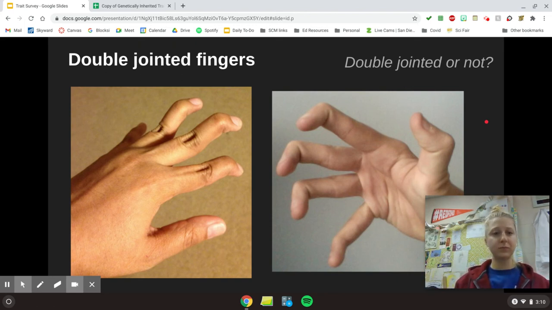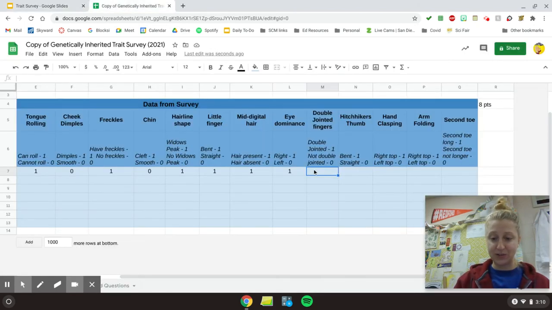Okay. I am not double jointed. Looking at those pictures makes my hands hurt. So I'm going to put a 0 there.